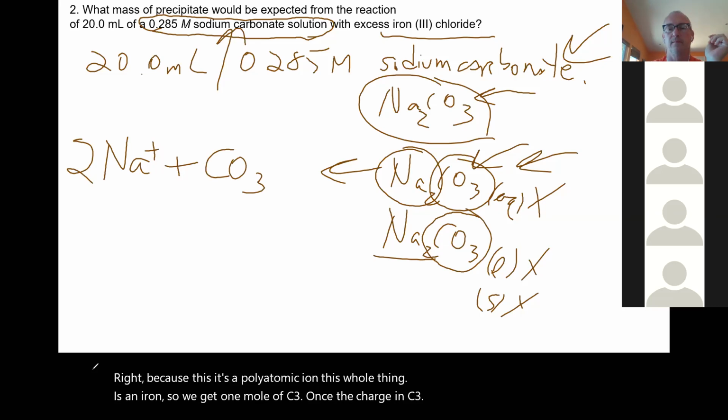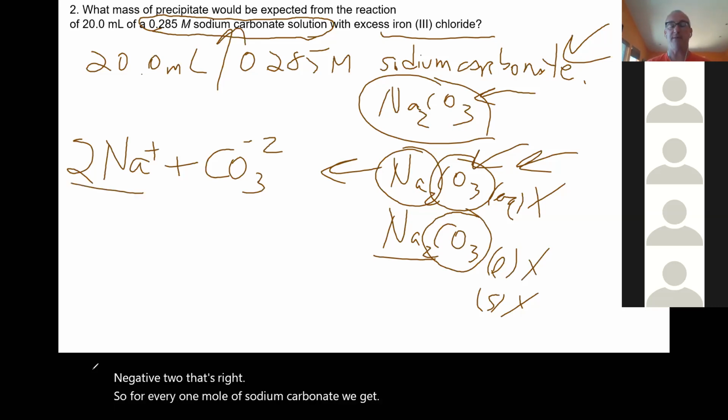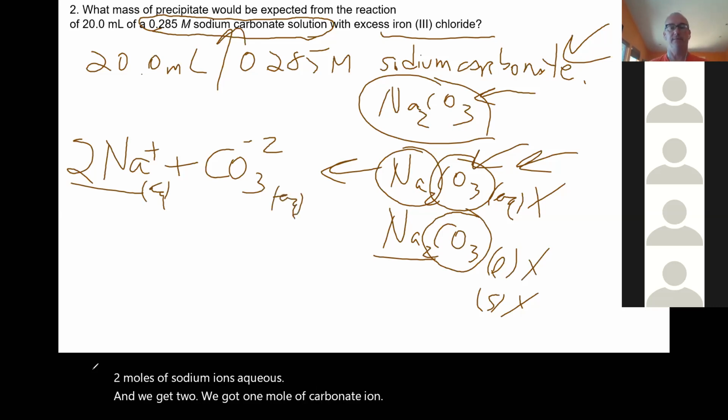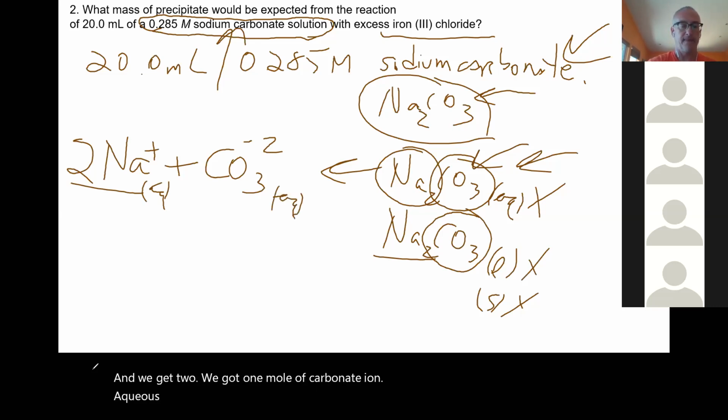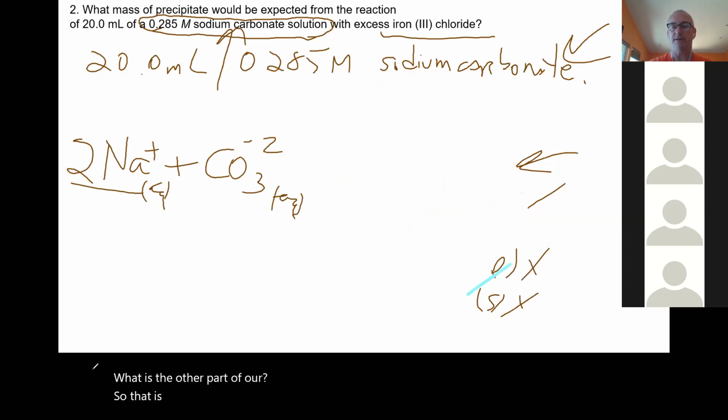Negative 2, that's right. So for every 1 mole of sodium carbonate, we get 2 moles of sodium ions, aqueous, and we get 1 mole of carbonate ion, aqueous. Okay, now what is the other part of our solution? So that is one set of ions in our solution.